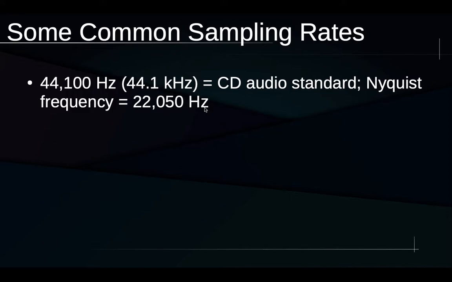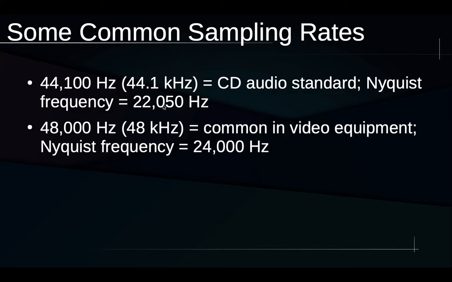And so if you think back to what we've said about the limits of human hearing in terms of frequency, we said that a common figure for the highest frequency we could potentially hear as human beings was in the neighborhood of 20,000 hertz. And so the Nyquist frequency of the CD audio standard gives us a frequency that's a bit higher than that. So in theory, we should be able to represent all of the frequencies that human beings can hear using this sampling rate. Another common sampling rate is 48,000 hertz, just a little bit higher, 48 kilohertz.